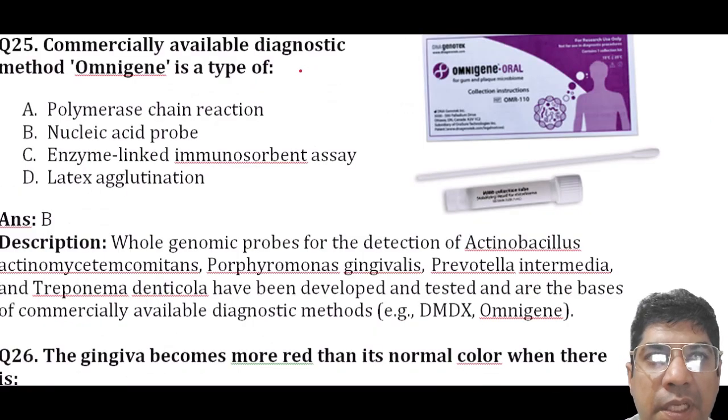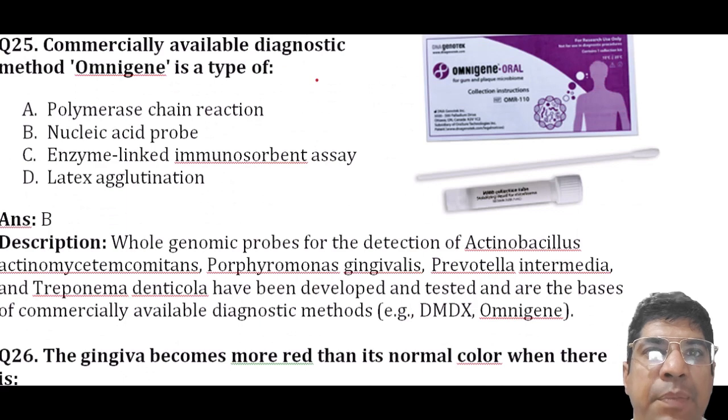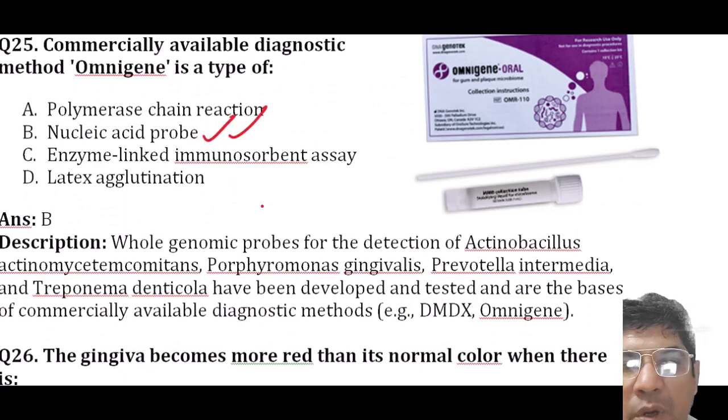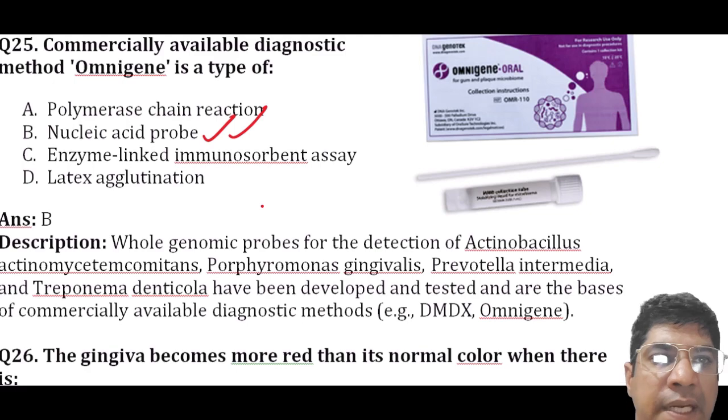Coming to the next question, commercially available OmniGene is a type of nucleic acid probe. Nucleic acid probes are used to detect DNA sequences, and they are used to identify particular organisms or genetic markers.